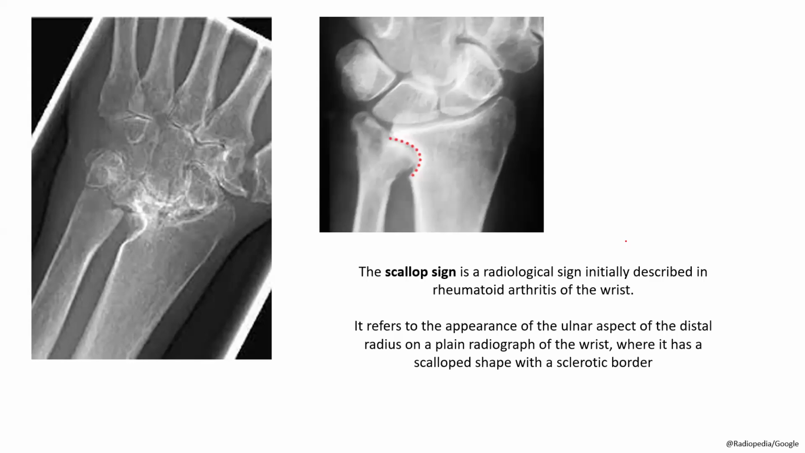What is this sign? This is scallop sign, which is seen in RA patients, and it refers to the scalloping of distal ulna into the radius at the radioulnar joint. So it gives a scallop shape with sclerotic border. So this is scallop sign.